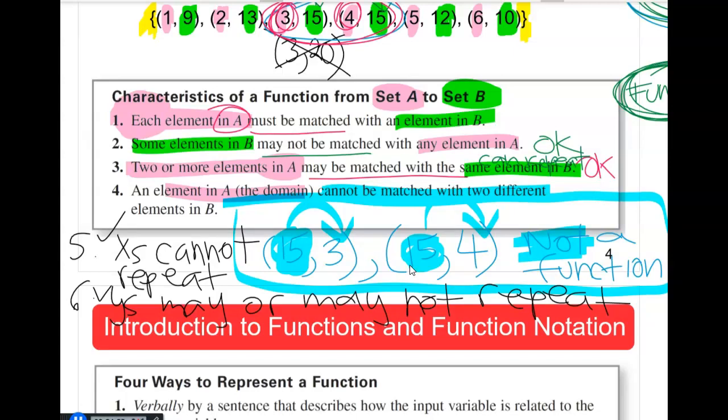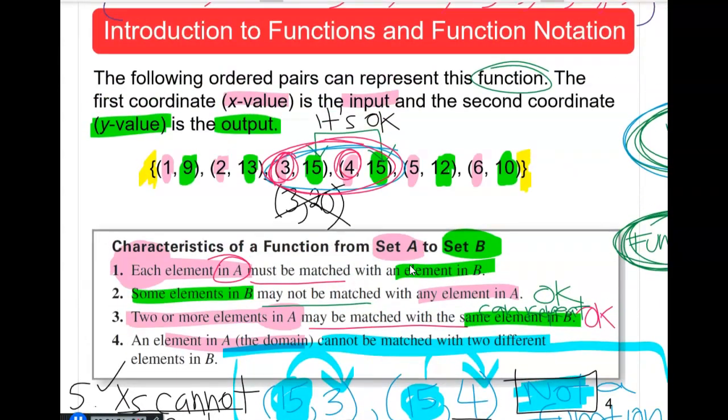Of course, if you have X values repeating, but they are going to the same exact Y value, it's still okay. But if they're going to a different Y value like here, that is what makes it not a function. Now, can the Y values repeat? Yes, that is perfectly okay as long as it is the y values.